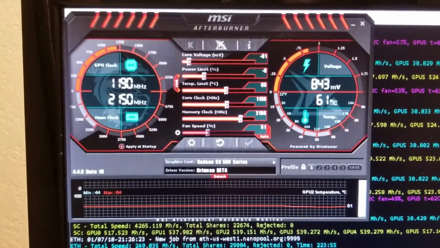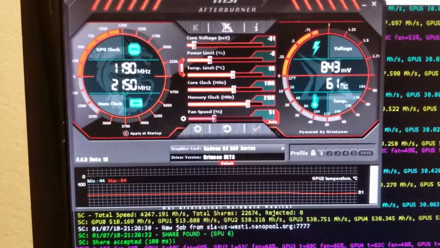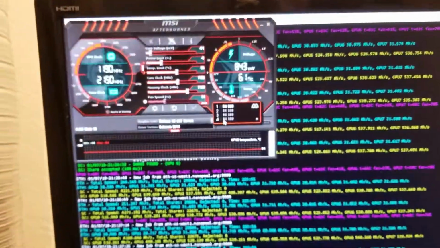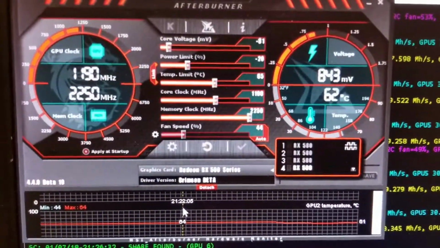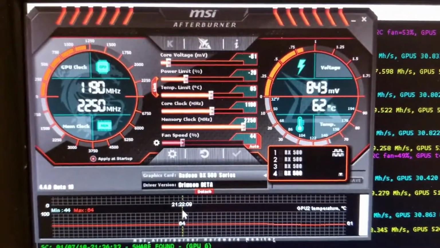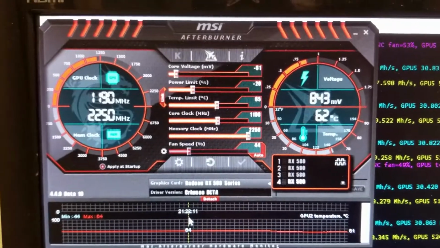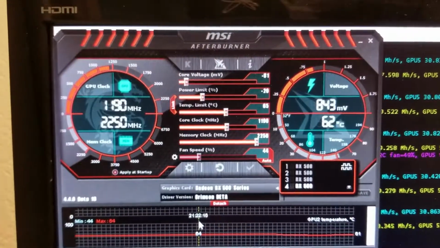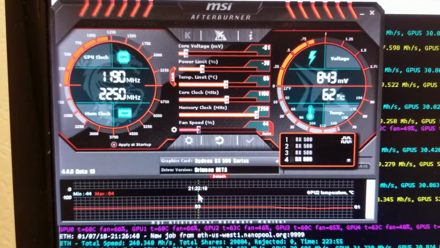Yeah, those are the settings. 1100 on the clock, or 1190, I think that is. It's kind of hard to see on the screen. Most of them run at 2250 and just under 1200. And I usually will bump the core voltage down to negative 100 if I'm mining just Ethereum, and that's what gets the power draw down.